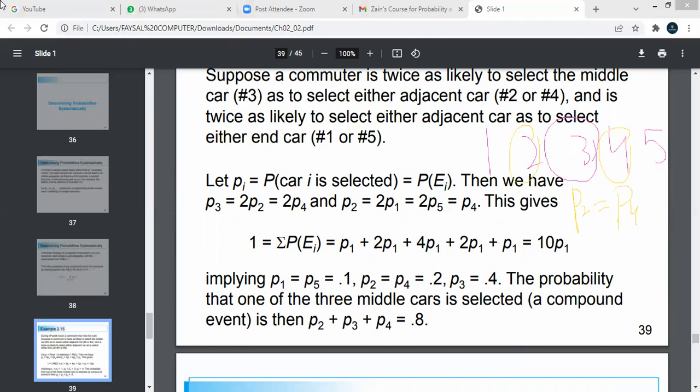Now moving towards the probability of the complete events, basically known as the probability of the sample space. How can we find the value for this system? It will be equal to the summation of the probability of events E_i, which equals 1, and it will be equal to P1.